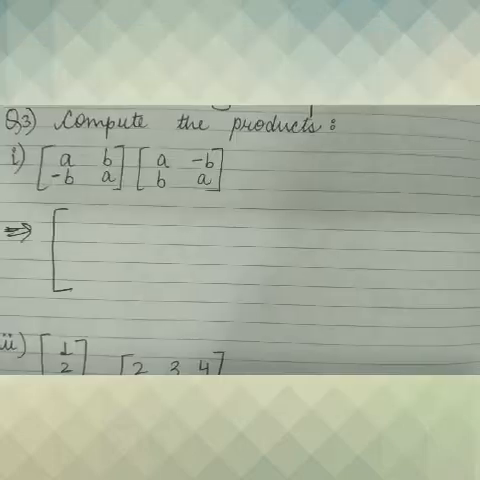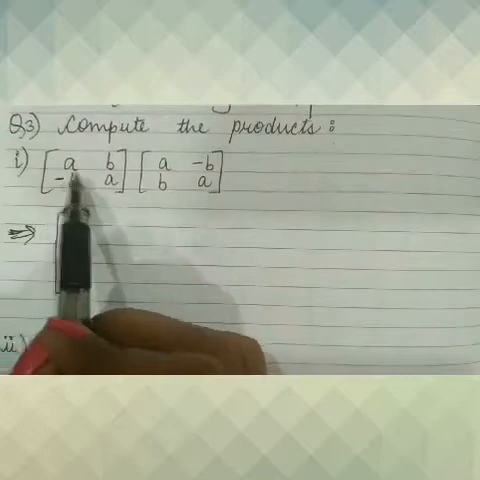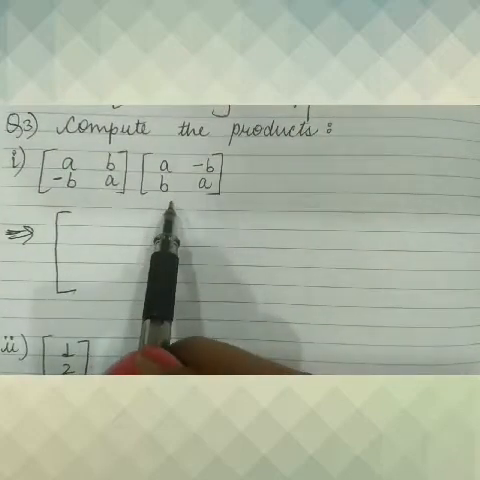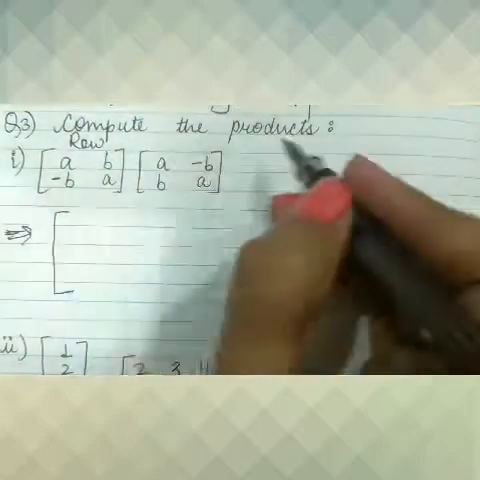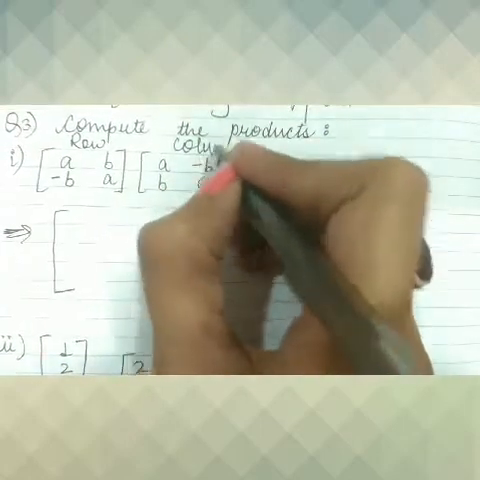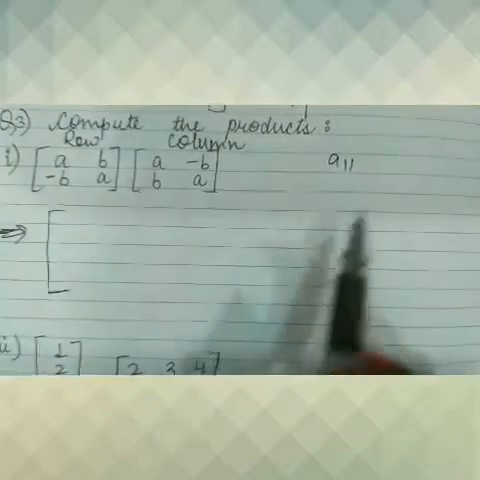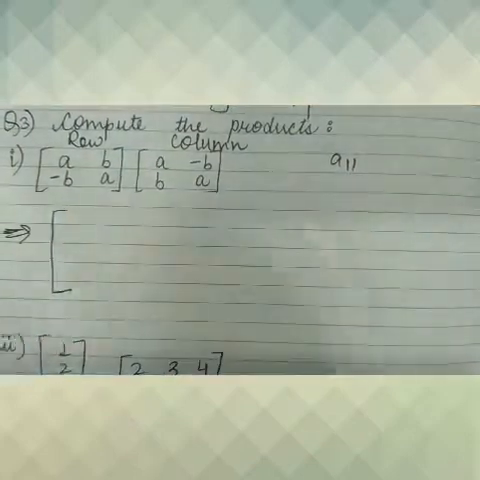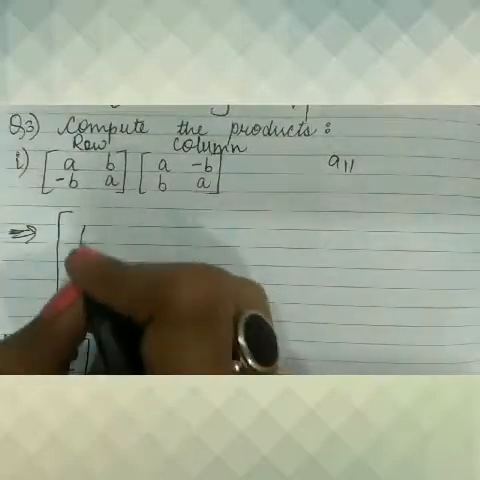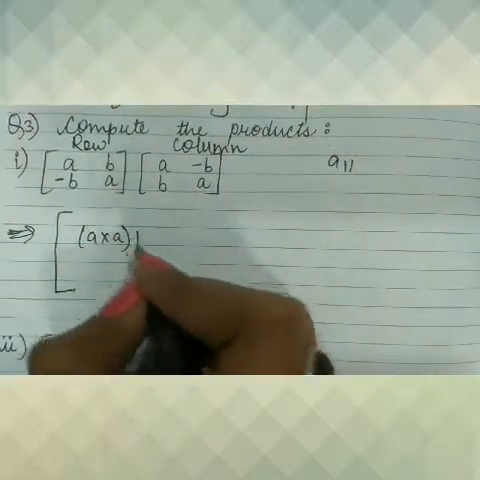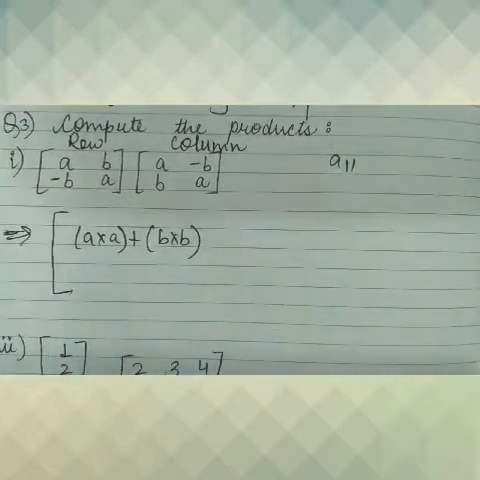Question number 3 of exercise 3.2 is based on multiplication. So again, first row, first column. Always of the first matrix we are going to take rows, and for the second matrix we are going to take columns. For a first element, first row and first column. So a multiplied by a plus b multiplied by b.